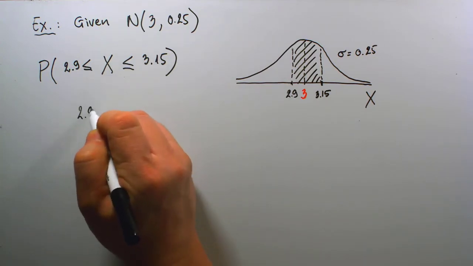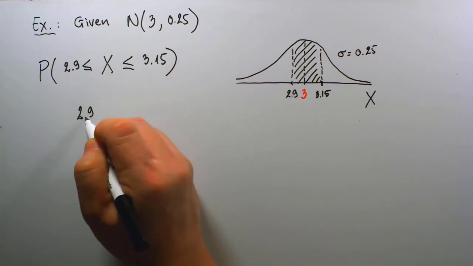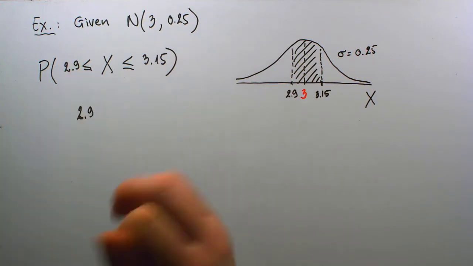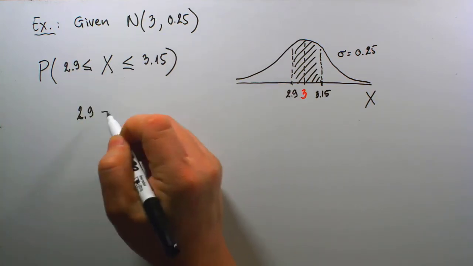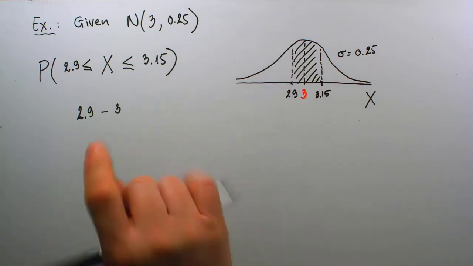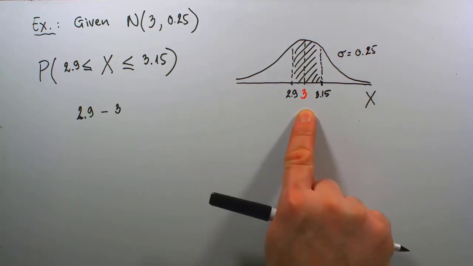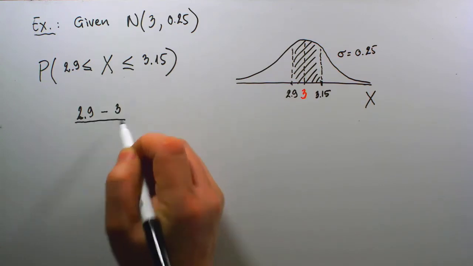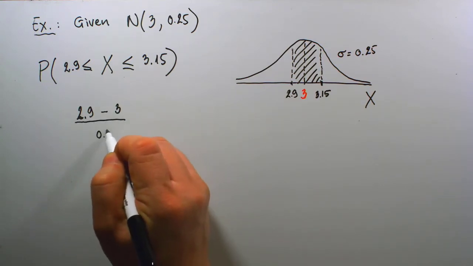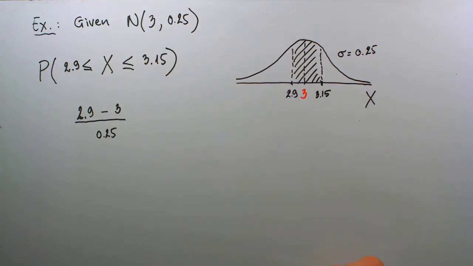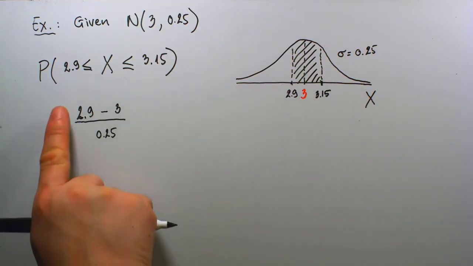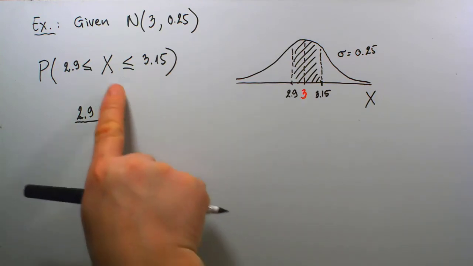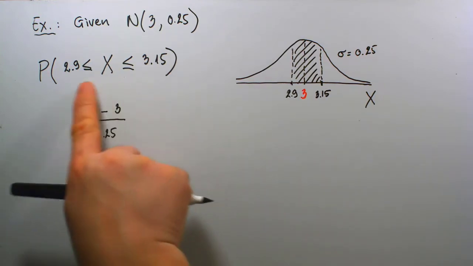2.9 being our lower end of the given interval, I am going to subtract 3. This is the center of the bell curve, or another way of calling that, the mean value. And I'm dividing that difference by 0.25. So take it slow and understand clearly where these two values come from, and you will understand better what this setup is all about.